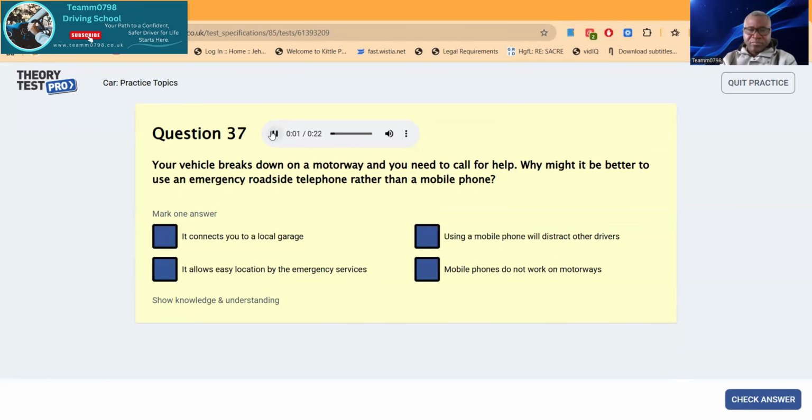Your vehicle breaks down on a motorway and you need to call for help. Why might it be better to use an emergency roadside telephone rather than a mobile phone? It connects you to a local garage. Using a mobile phone will distract other drivers. It allows easy location by the emergency services. Mobile phones do not work on motorways.